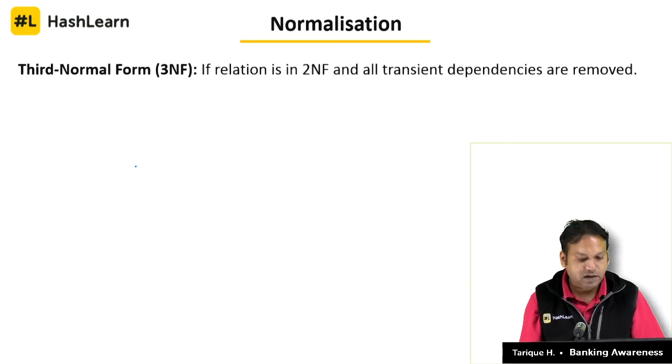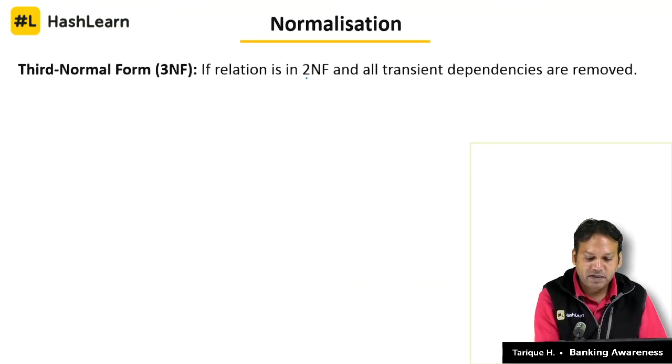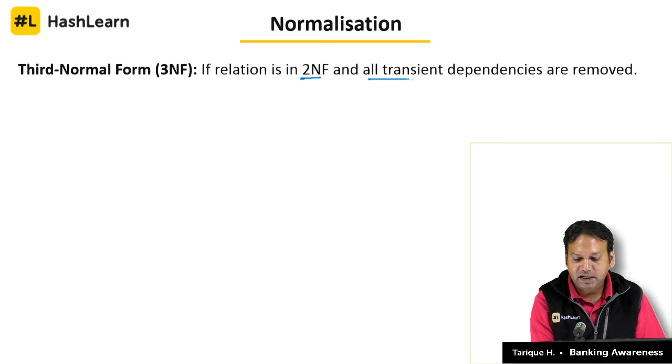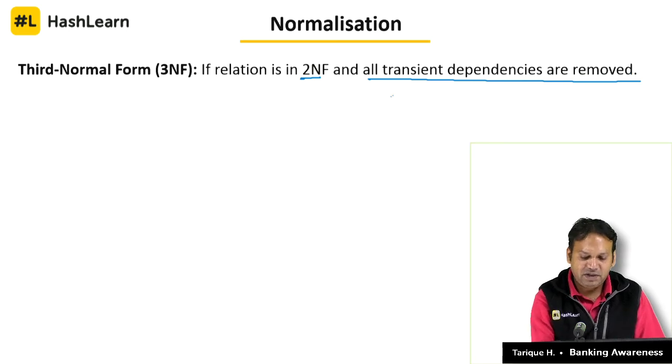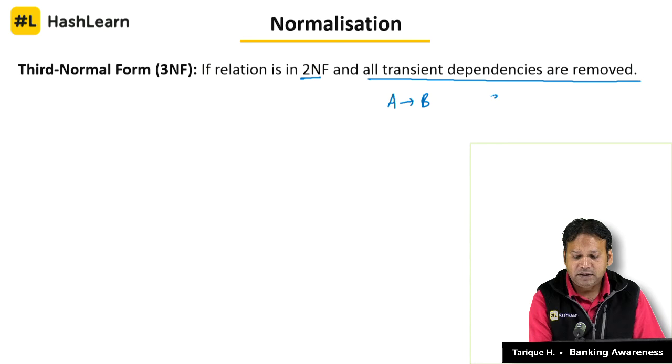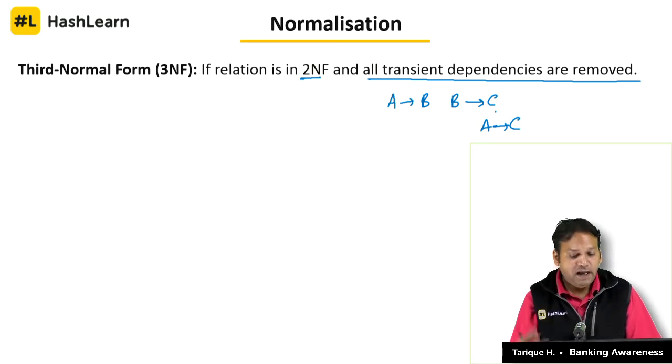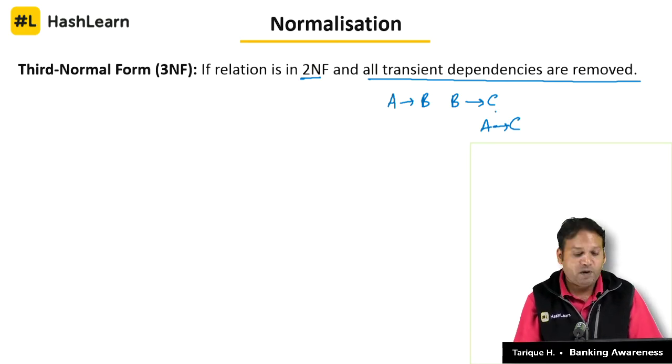Let's quickly understand the third normal form. If something is in second normal form and all transitive dependencies are removed, then it is said to be in third normal form. What is transitive dependency? You see, if B is dependent on A and C is dependent on B, then C is dependent on A through B. Now this is what is called transitive dependency. If we remove transitive dependencies from a database, then it will be in third normal form.